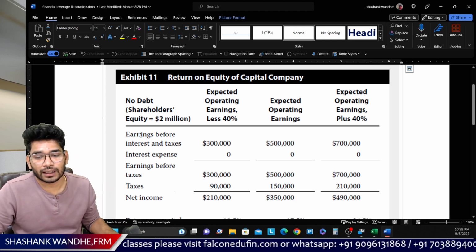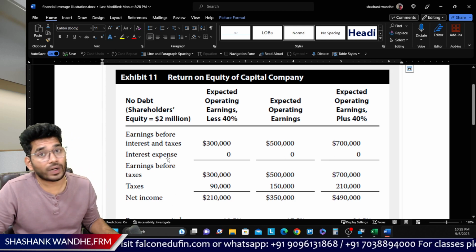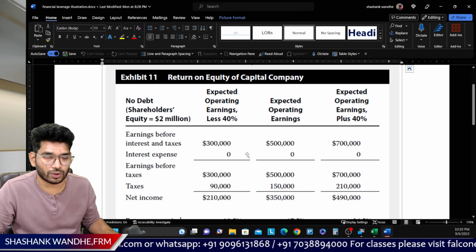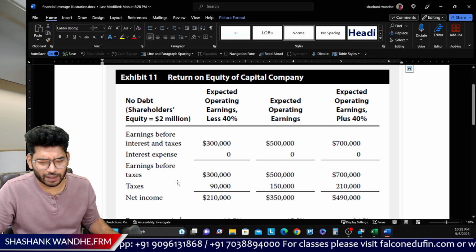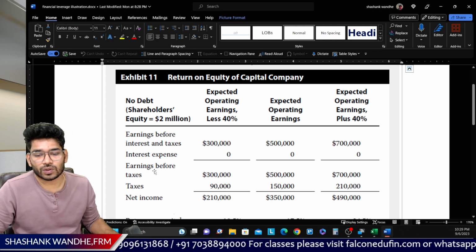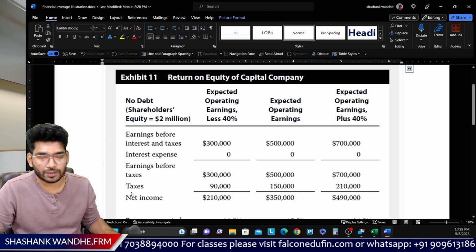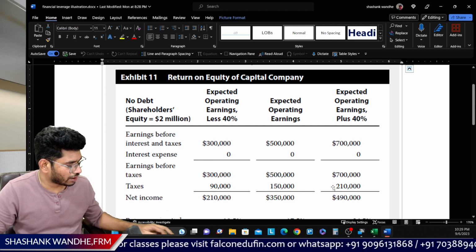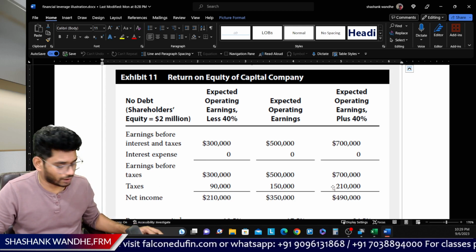Now see, EBIT 3 lakh, 5 lakh, 7 lakh 50,000. There is no interest expense because the company is 100% financed by equity. So no debt situation here, so interest expense is 0. Then we have the taxes at, say, whatever the level, 40%, 30%, whatever it is. So EBT, earnings before taxes, and EBIT are equal here, same values. Then we have the taxes, whatever the percentage. I'll just calculate the percentage. 90,000, 9 divided by 30.